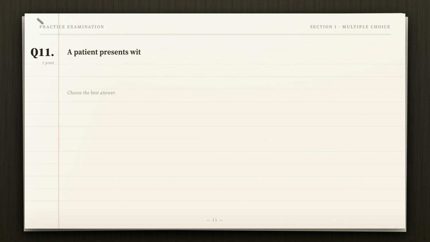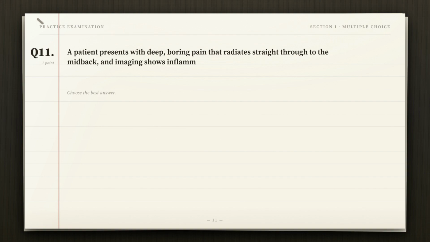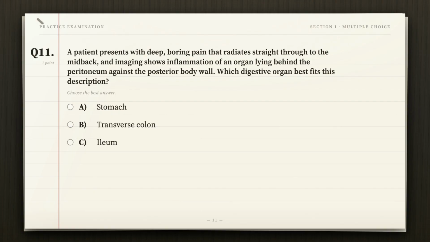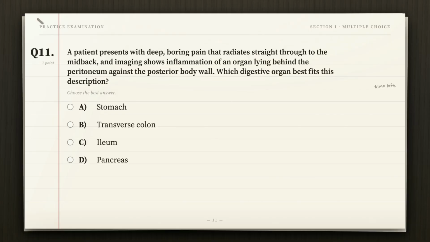Question 11. A patient presents with deep, boring pain that radiates straight through to the mid-back, and imaging shows inflammation of an organ lying behind the peritoneum against the posterior body wall. Which digestive organ best fits this description? Your options are A. Stomach, B. Transverse colon, C. Ileum, D. Pancreas. Before I reveal it, which one do you think is right?